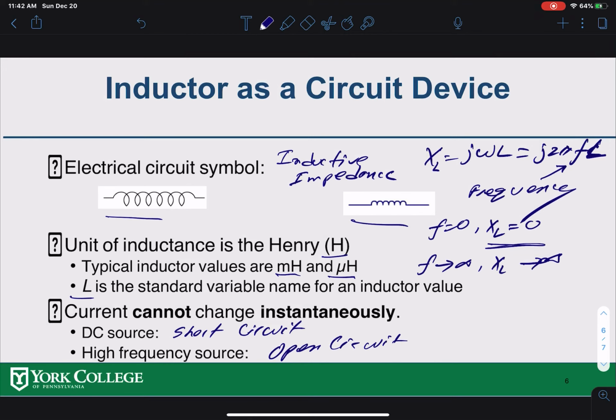This is basically the opposite of a capacitor. For a DC source, a capacitor is an open circuit, and for high frequency, a capacitor is a short circuit. Here, for a DC source your inductor is a short circuit, and for high frequency, the inductor is an open circuit. So it's the opposite of a capacitor. A capacitor stores energy in the electric field, while an inductor stores energy in the magnetic field, right? This is the fundamental of the inductor. In the lab, we'll see how energy storing in an inductor works.